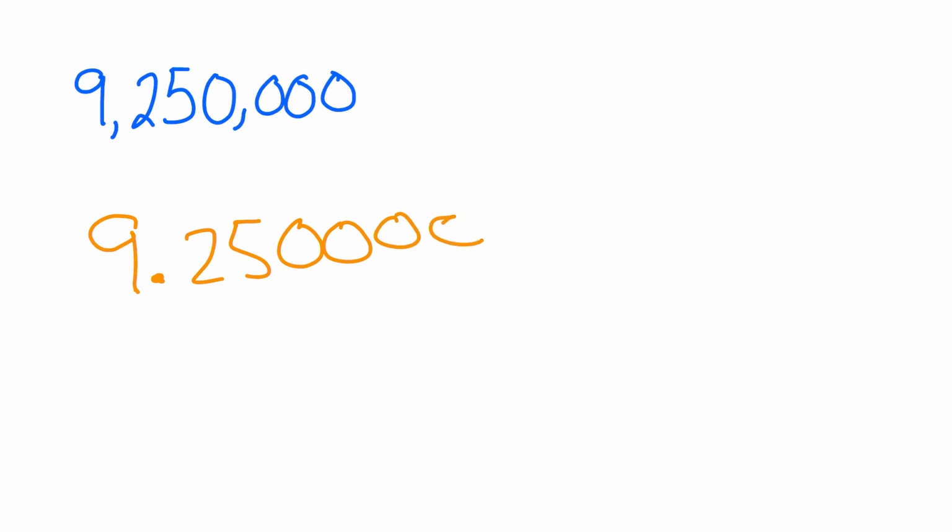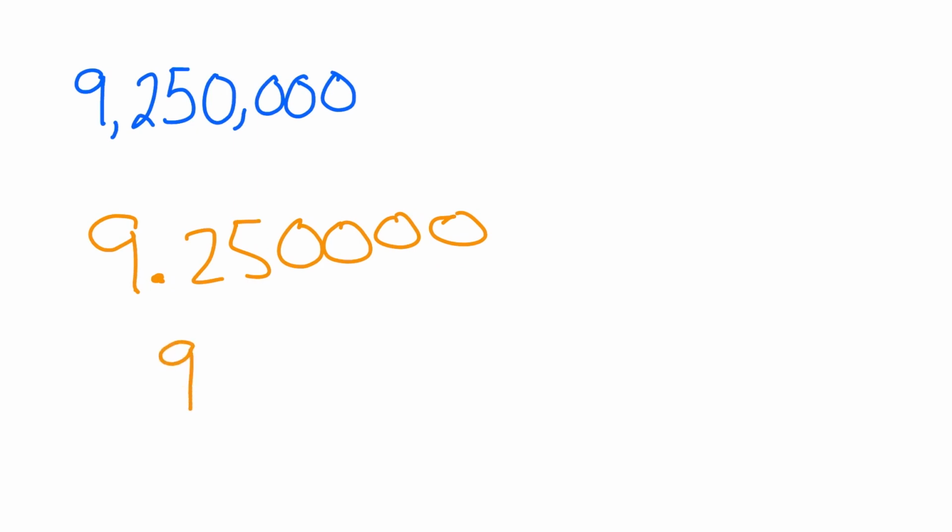So our first example is 9,250,000. That's a really big number. So if we look at this, 9,250,000, we need to make this number be a number between 1 and 10. So I'm going to put the decimal point between the 9 and the 2, because 9.25 is between 1 and 10. And if I do that, I have 1, 2, 3, 4, 5, 6 places to the right of my decimal now.